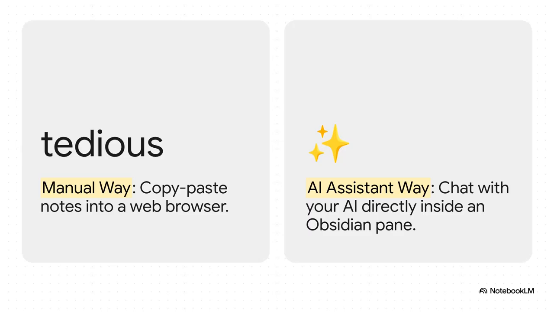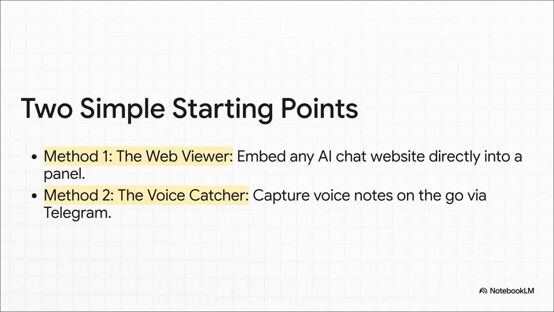And what this really boils down to is just pure convenience. We all know the drill, right? That constant, annoying dance of copy-pasting between your notes and some AI chat in your browser. Well, this first level, it gets rid of all that. It puts the chat right inside Obsidian, so you never have to break your flow. And getting started here is super easy.